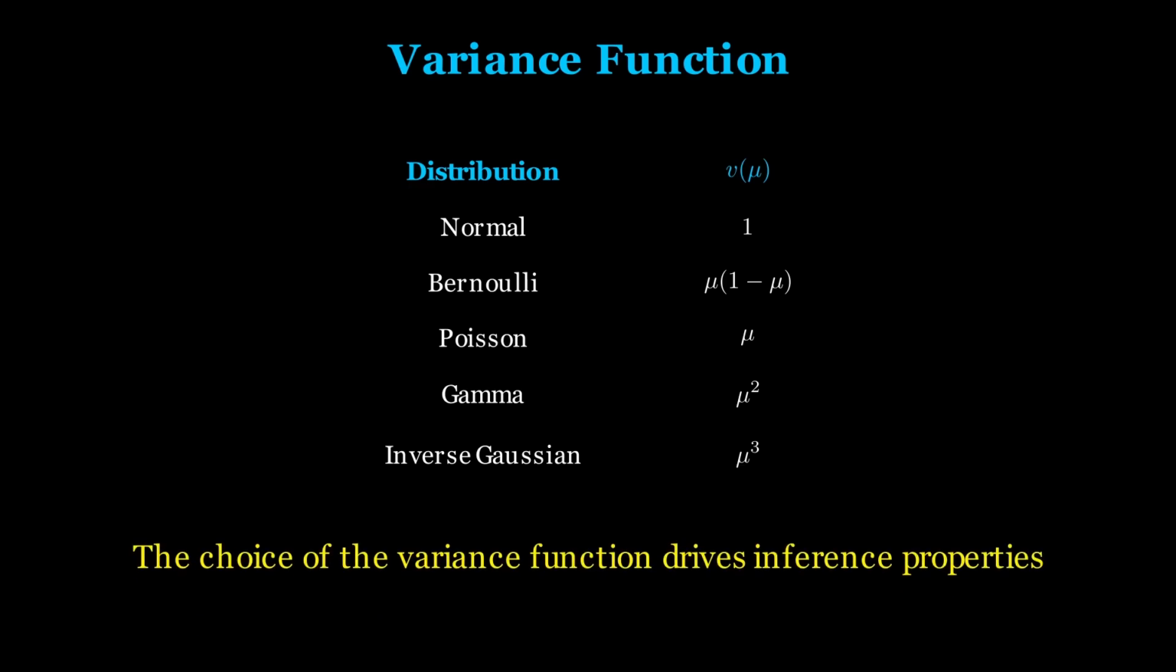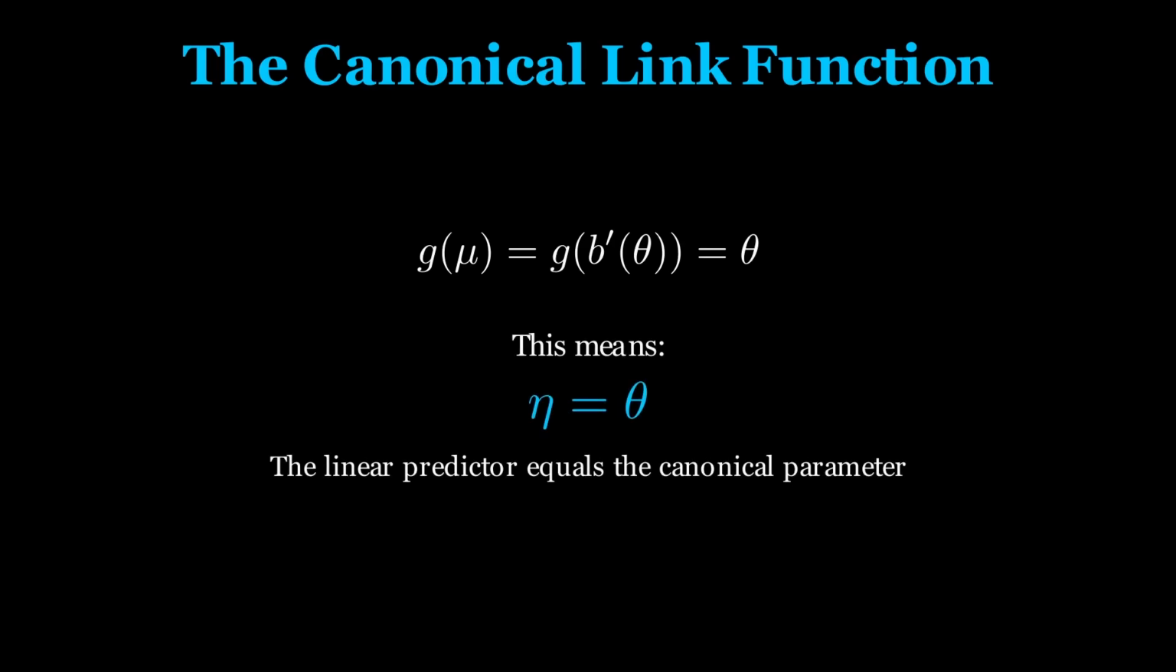The choice of the variance function, rather than the distribution of the response variable, drives inference properties. Earlier, we mentioned link functions. A particular distribution may have several suitable link functions. The canonical link function is a specific link function in the exponential family, where g of mu equals theta. This relationship ensures that the systematic component is equal to the parameter of interest theta, which simplifies the mathematical formulation and estimation of the model.